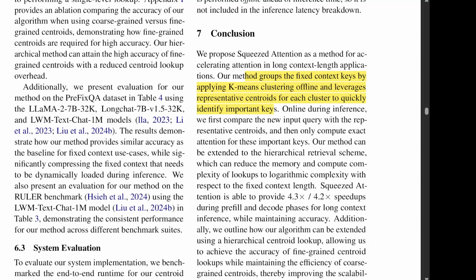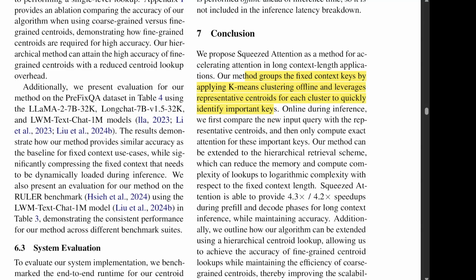And that initial clustering cost, you said it was offline. Right, a one-time cost. They reported it took about 24 minutes for 128,000 token context using 8 GPUs, which, if you're going to reuse that fixed context for many user queries, is pretty negligible.